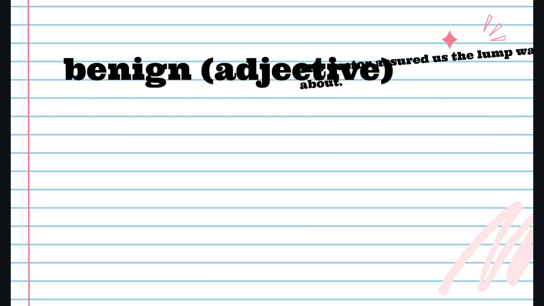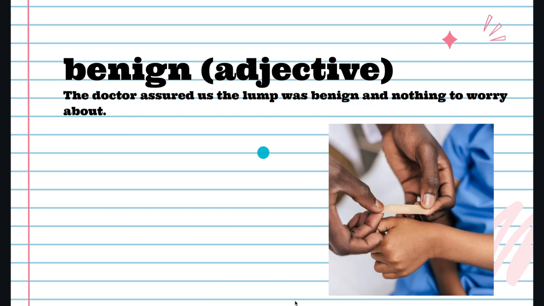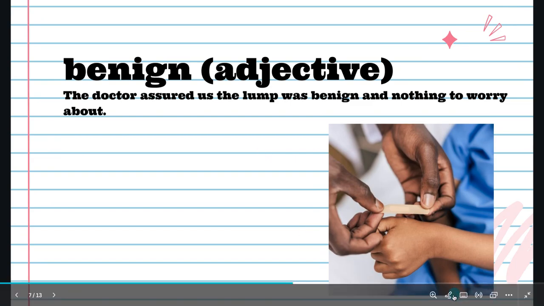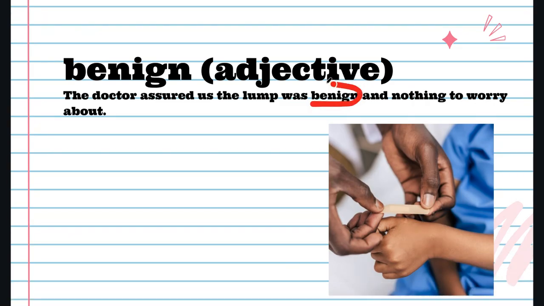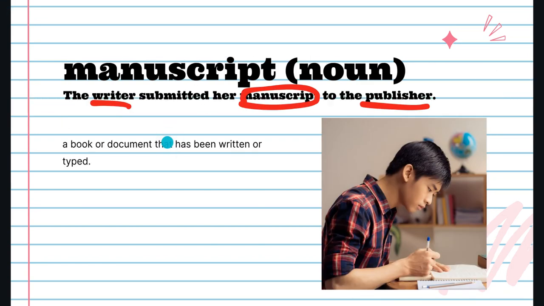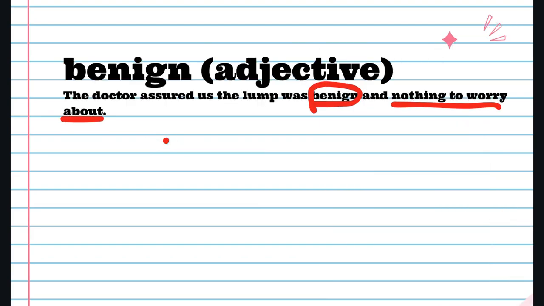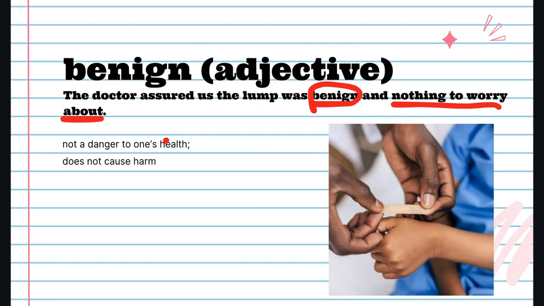Benign is an adjective. The doctor assured us the lump was benign and nothing to worry about. So I'm going to circle benign. And then looking for my context clues. If you see ones that are different than me, then that's fine. But I think nothing to worry about seems like good. Go ahead and make your best guess now. And our class definition is going to be, not a danger to one's health, does not cause harm.